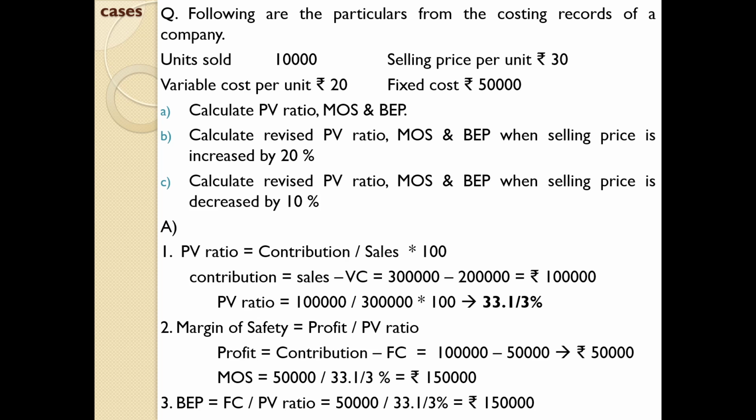And next, we have to deal with the second part of the question. When selling price is increased by 20%, you need to find the rest, that is PV ratio, margin of safety, break-even point. So when selling price is changed, the contribution will change and the rest of the values also will change. First of all, you need to identify the present selling price. We have the selling price 30. Present selling price is 30. So when selling price is increased by 20%, selling price plus 20%, you will get new selling price.